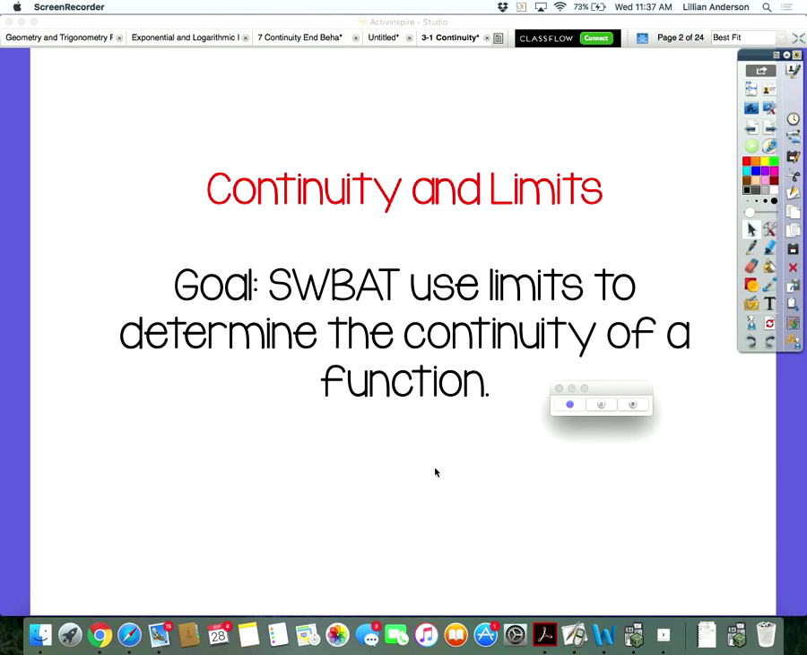Now, this will be probably one of the few lessons where you will not be able to use your calculator, okay? You will not be able to use your calculator, so you won't need it today. Because there's always an algebraic way to determine a lot of these things that you guys do using your calculator, okay?